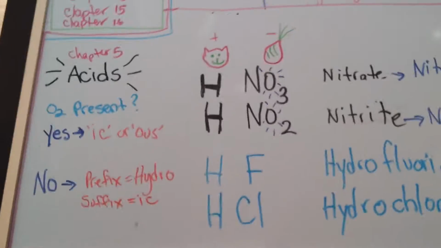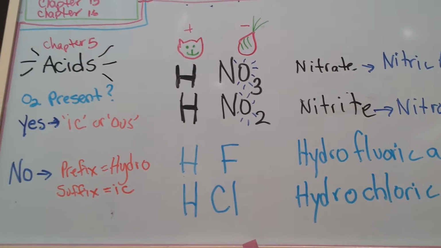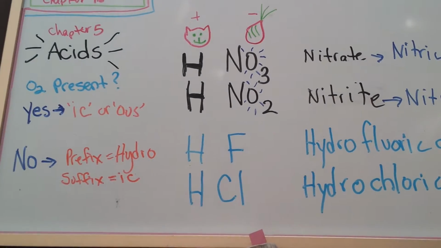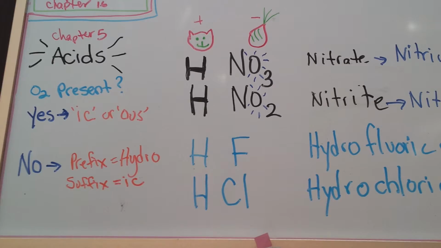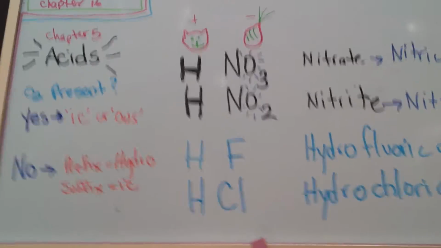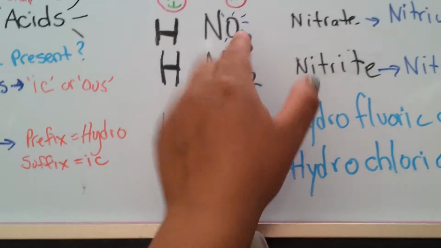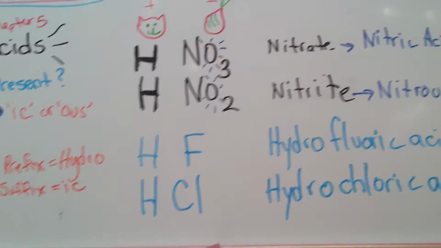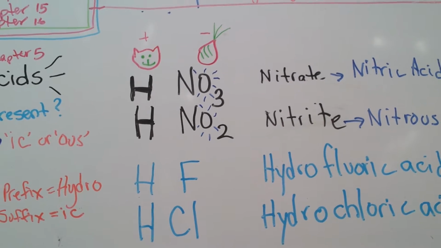I got a couple things. Basically, first you look if oxygen is present. Yes. Then we end it in -ic or -ous, and it has no hydro or anything at the front of it. Just forget about that. Even though, I mean, there is hydrogen here, just forget, because it has oxygen in it. If it has oxygen in it, if you ate it, you'd be sick.